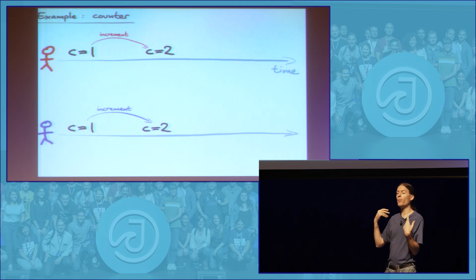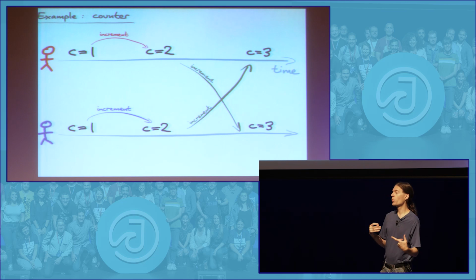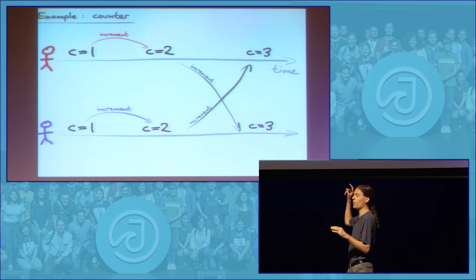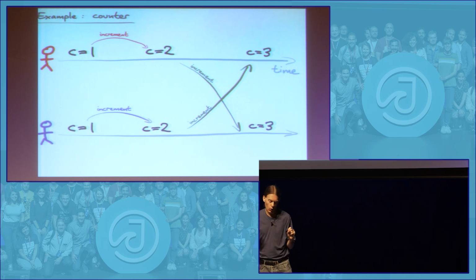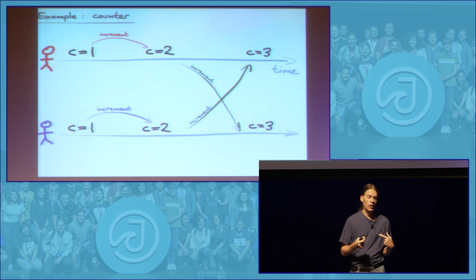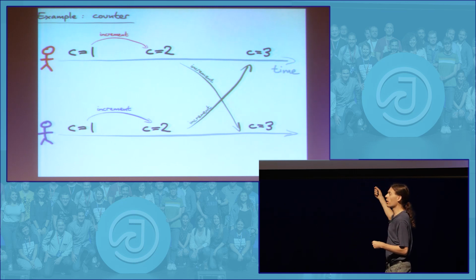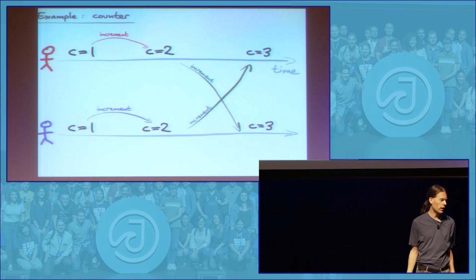So if we want to remember both increments, that means the final value should be 3, because it's 1 that was incremented twice. So what we want to do here is to not just compare the states of these different replicas, but we actually want to capture the changes, the operations that were made, and apply the operations on the other replicas so that we don't lose any operations. Like in this case, we don't want to lose an increment.